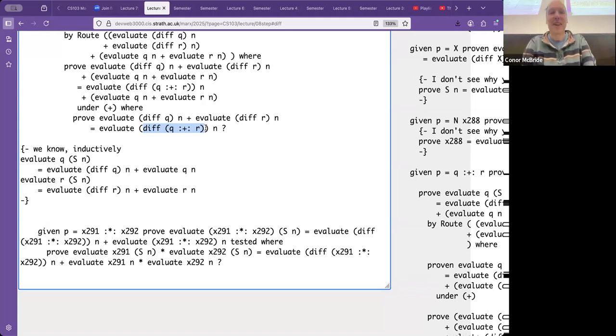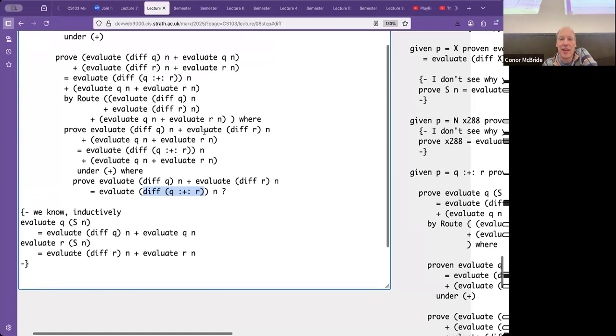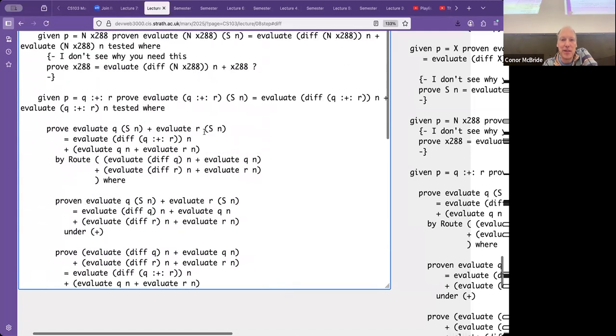Excellent. Okay, indeed. So we have this equation, and so now we have to choose just the definition of diff q plus r in such a way so that it holds. So basically the difference of q plus r should be somehow the difference of q plus difference of r. Difference of q is of course a formula, and the difference of r is also a formula. So therefore we go up to the definition.